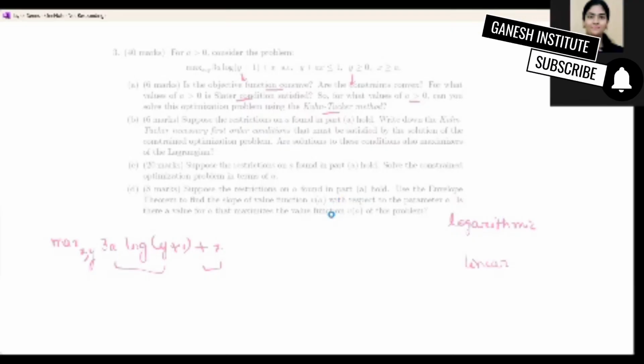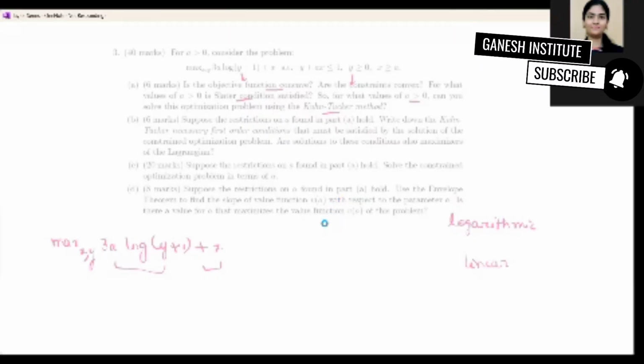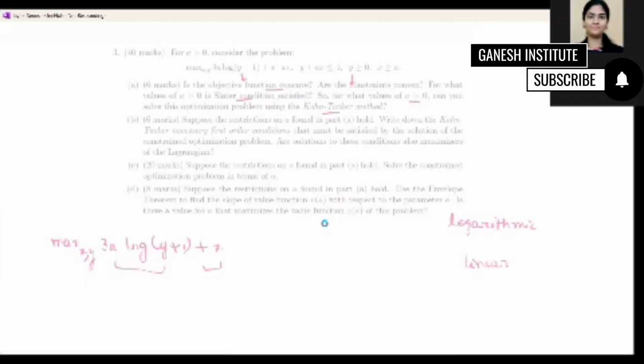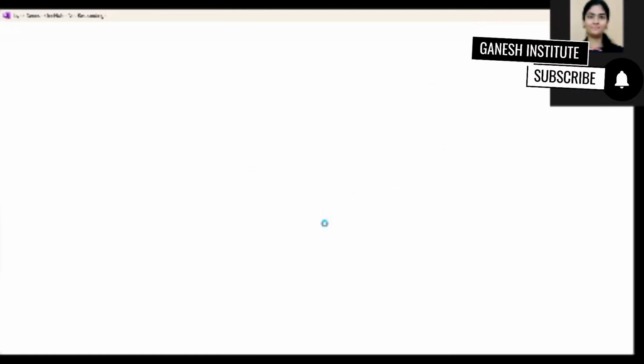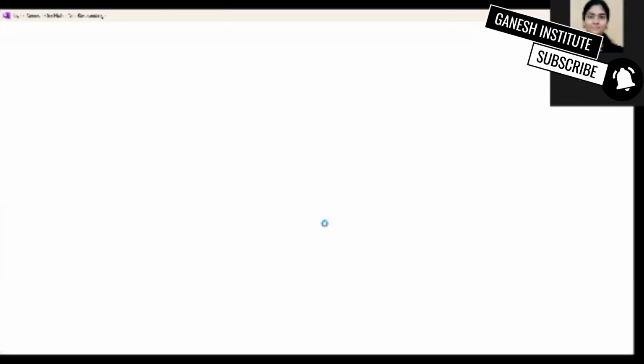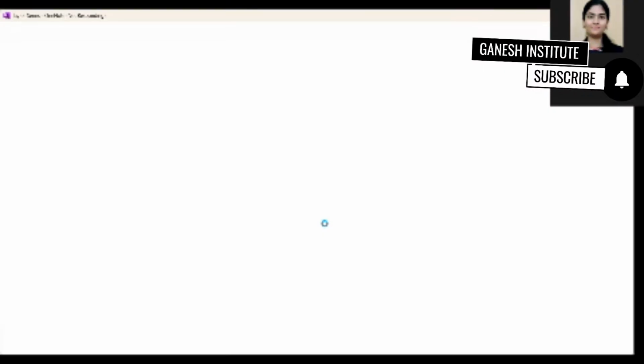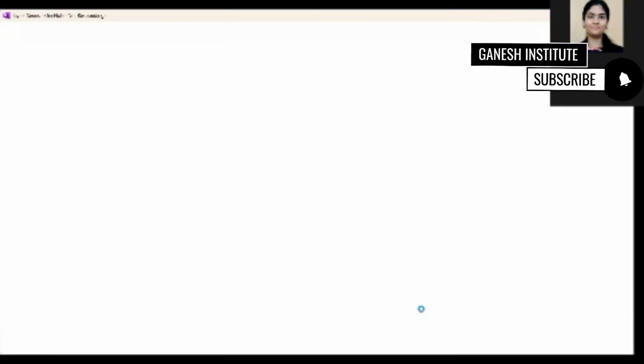So a logarithmic function, you can check it in two manners. One is that you can apply the hill and valley concept, and if you draw the graph of log(x plus 1) or log(y plus 1), you will find out that it is not giving you a hill. Secondly, you can apply the second derivative test and see if it is coming as negative. You will say that it is concave, right? Yes.